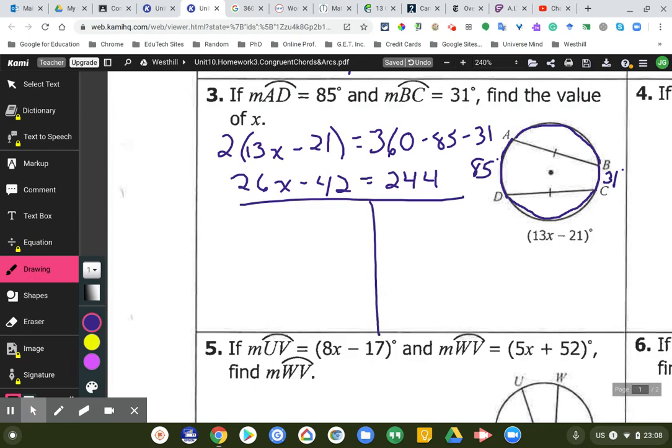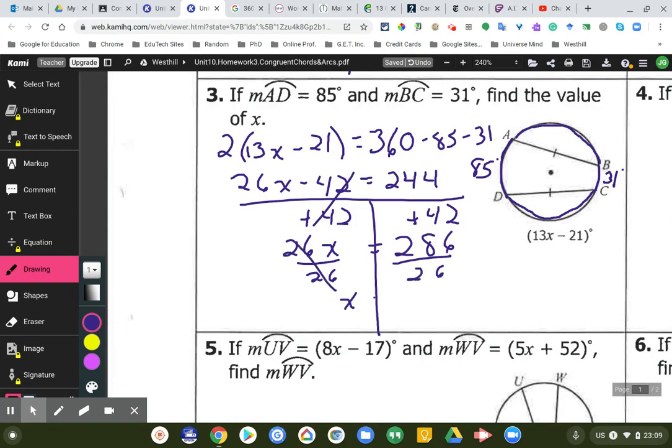Okay, so here we go. Now we got an equation. All we're looking for is x here, so we don't have to do anything else besides that. So I'm going to add 42. Add 42, okay, boom, 26x equals 244 plus 42, which is 286, divided by 26, divided by 26, which then we get x equals, once again, 286 divided by 26 is 11. You can see that there's an 11 right in there. So this is our answer, and it just asks us to find x on the top here.